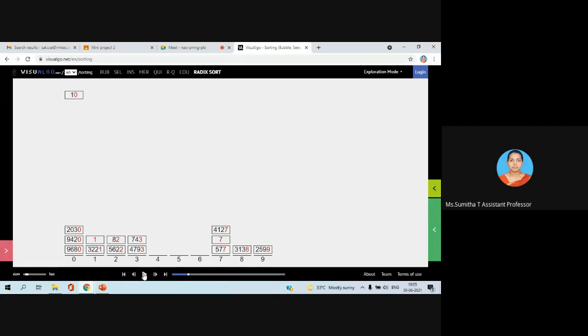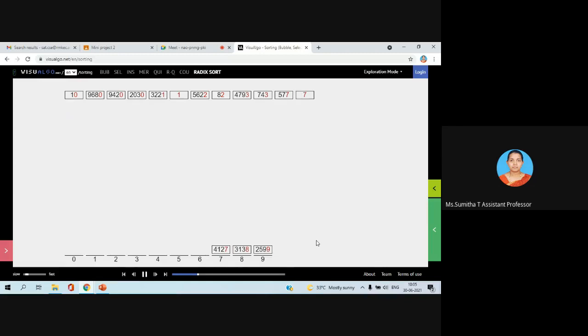How did it happen? See here, it is not taken from the top, it is taken from the front of the list, right? Because it entered into the bucket first. 7 and 4127.